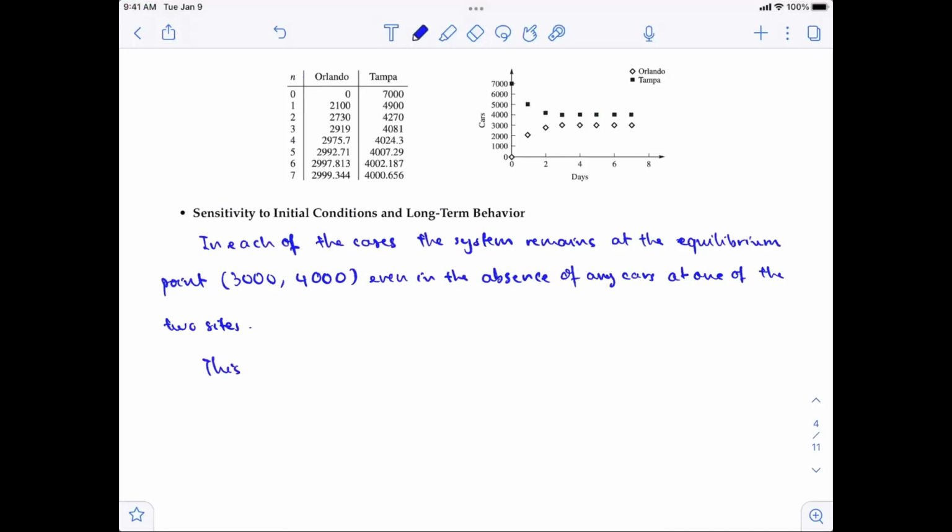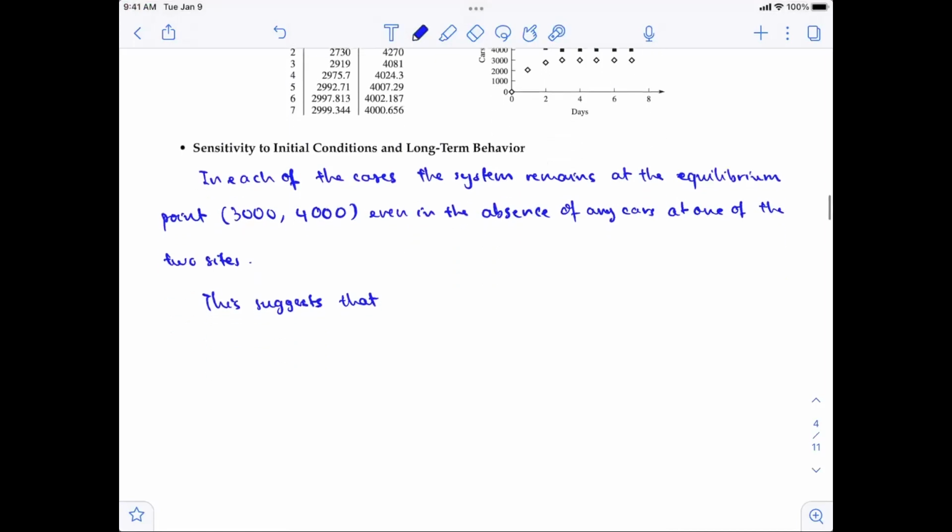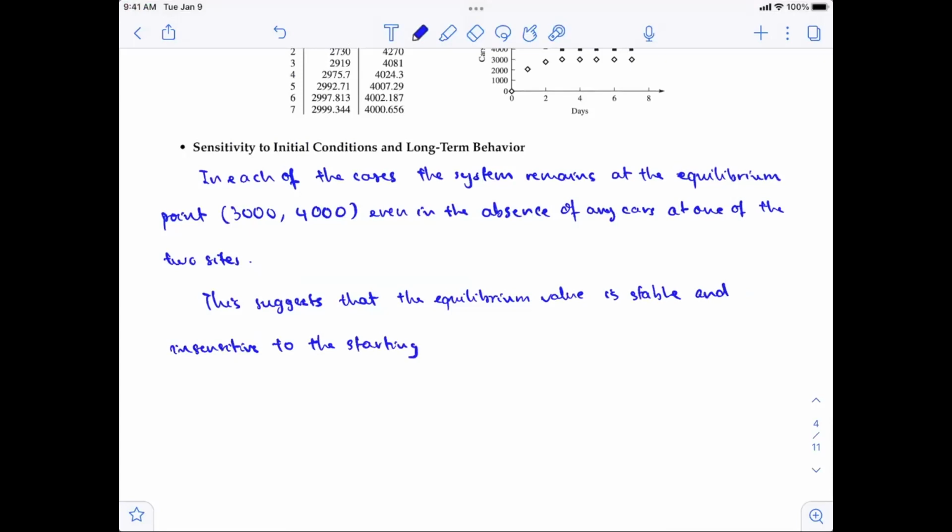So this suggests that the equilibrium value is stable and insensitive to the starting value, or the initial conditions, or the initial data.